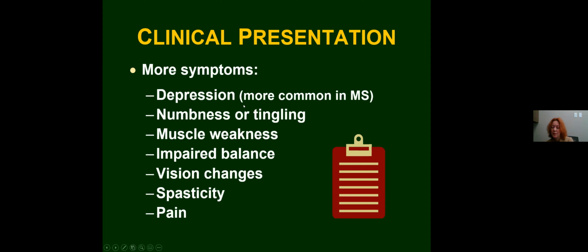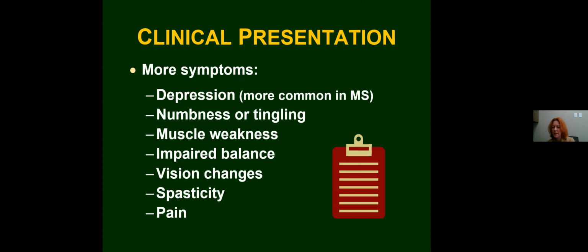Depression is more common in people with MS, actually more common than in people who have other neurological diagnoses that have a similar level of neurological disability. So there's something about MS itself, the types of lesions that people get in the brain, that must cause more depressive symptoms. Not everyone has this issue, but if you do, it's not uncommon. Numbness and tingling, very common. Weakness.